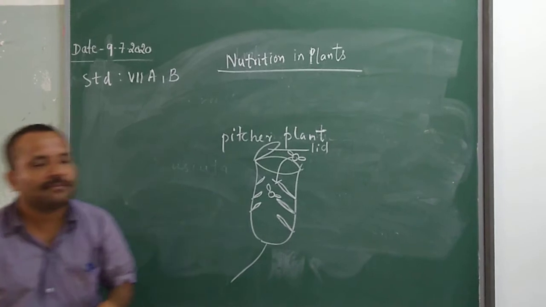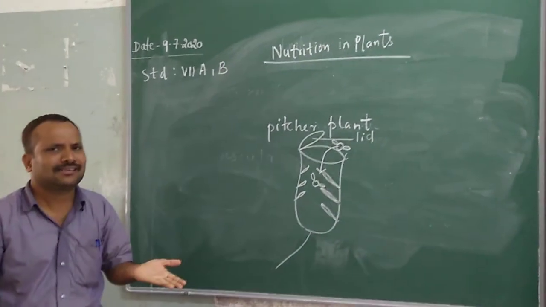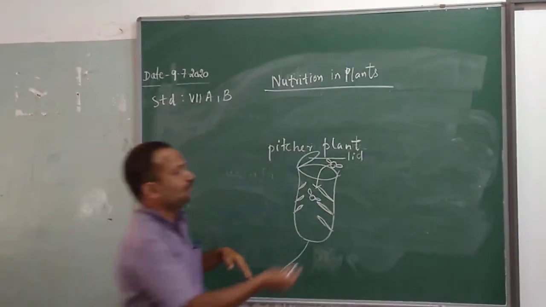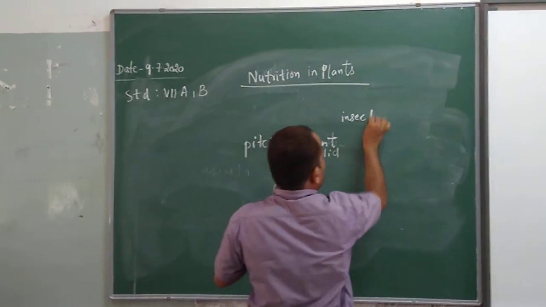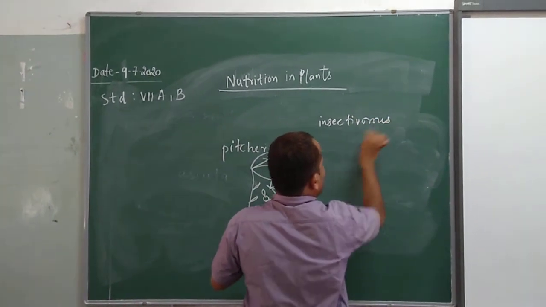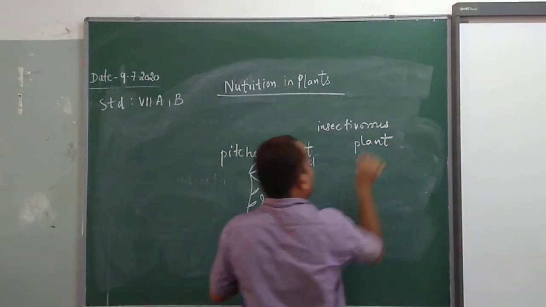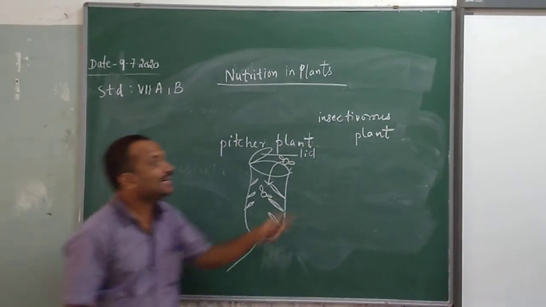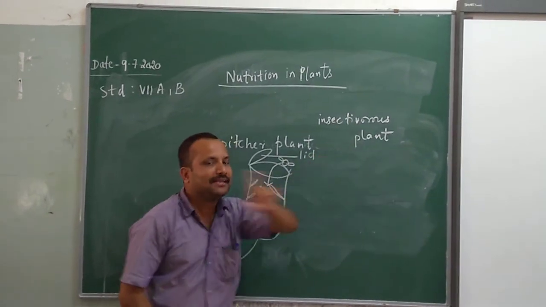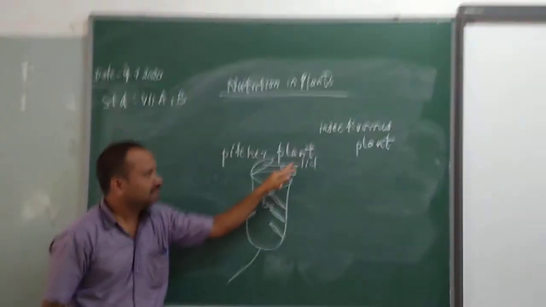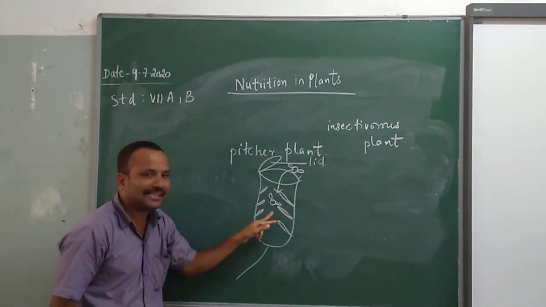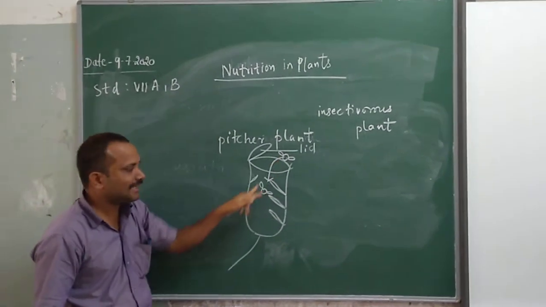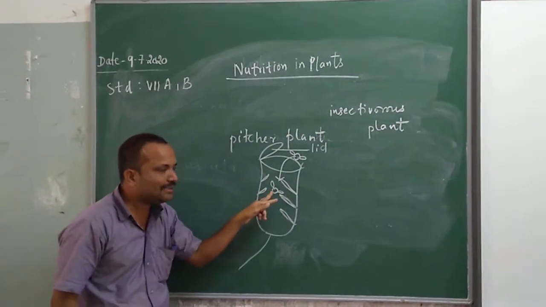Because they eat insects, we give this plant the name insectivorous plants. Insect-eating plants are called insectivorous plants. Example is the pitcher plant. Insect came, sat here, went inside the pitcher plant. The lid is closed back again. The insect is trapped inside the plant.